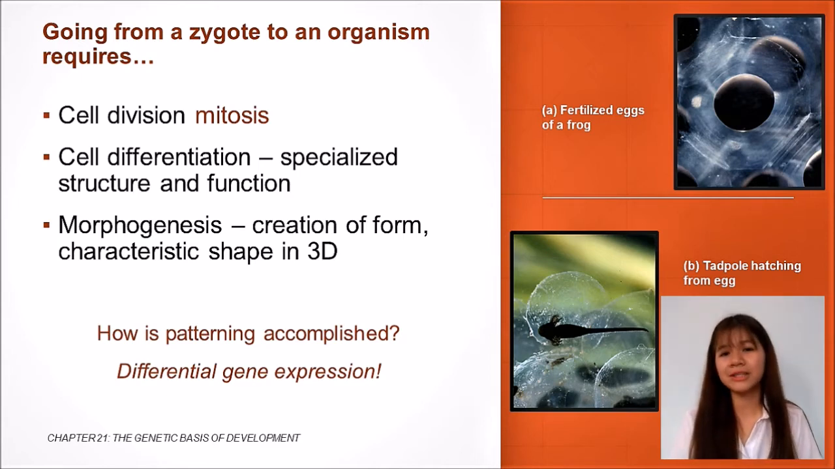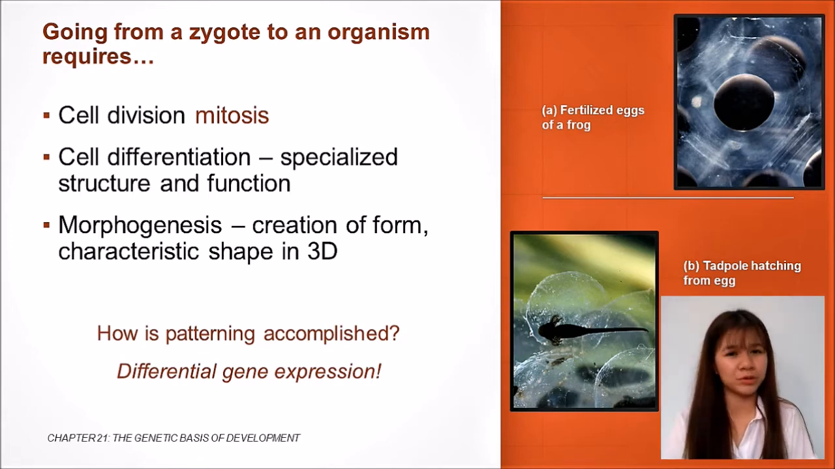So first things first, one of the things that happen for an organism to grow is cell division. And this occurs through the process of mitosis. Because remember, meiosis is important for generating haploid gametes. But for an organism to grow and build mass, it must first undergo mitosis.